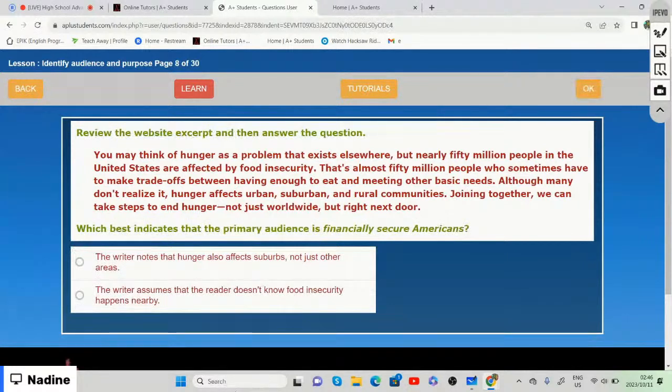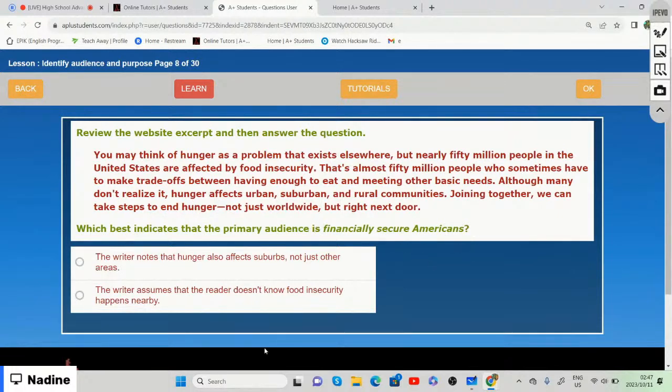You may think of hunger as a problem that exists elsewhere, but nearly 50 million people in the US are affected by food insecurity. That's almost 50 million people who sometimes have to make trade-offs between having enough to eat and meeting other basic needs. Although many don't realize it, hunger affects urban, suburban, and rural communities. Joining together, we can take steps to end hunger, not just worldwide, but right next door.